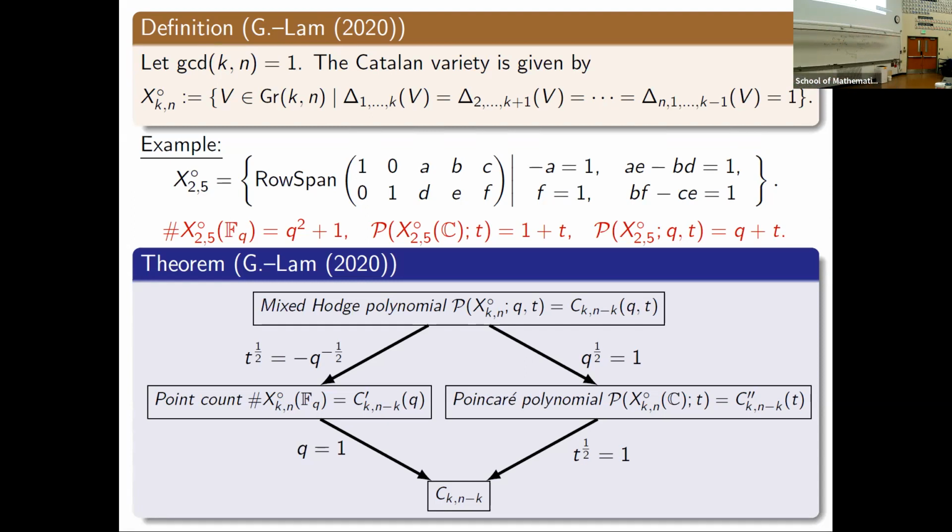If you have a point in the open Positroid variety, you can always use the torus action to make sure your pivots are equal to 1? Yes, when the GCD is 1, I'm going to say it on the next slide. Yeah, thanks. The question was whether I can use the torus action to put things from the open Positroid variety to the Catalan variety. The answer is yes.